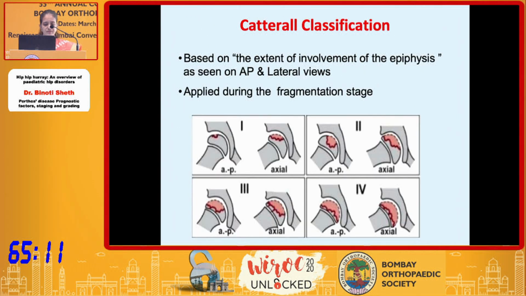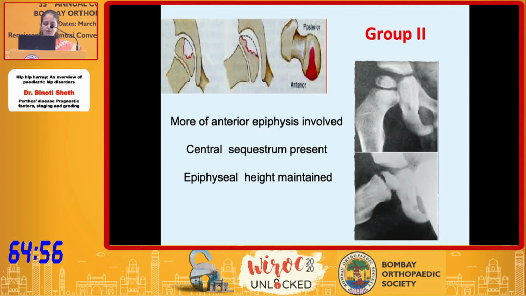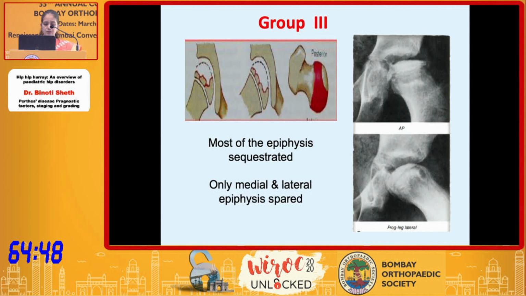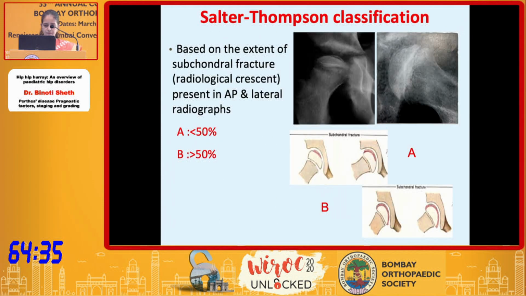Coming to the grade of epiphyseal involvement, which is well described by the Catterall and Salter-Thompson classifications. The Catterall classification is based on the extent of involvement of the epiphysis as seen on AP and lateral views, and this is applied during the fragmentation stage. In group 1, only the anterior epiphysis is involved. In group 2, more of the anterior epiphysis is involved and there is a central sequestrum, but the epiphyseal height is still maintained. In group 3, now most of the epiphysis is sequestrated and only the medial and lateral epiphysis is spared, whereas in group 4 almost the entire epiphysis is sequestrated and it's an advanced grade.